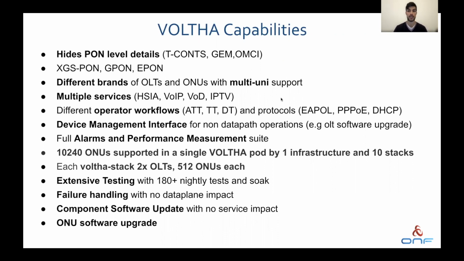We do have the device management interface, as we discussed before. We have a full alarms and performance measurement suite, as you have seen. And very key, and we'll talk about it in a second, we have scale support. We can support 10,240 ONUs in a single VOLTHA pod with one infrastructure and 10 stacks. One infrastructure is ONOS, etcd, and Kafka, and 10 stacks are 10 replicas of the core, the adapters, and the OF agent. Each stack can support 2 OLTs up to 512 ONUs each.